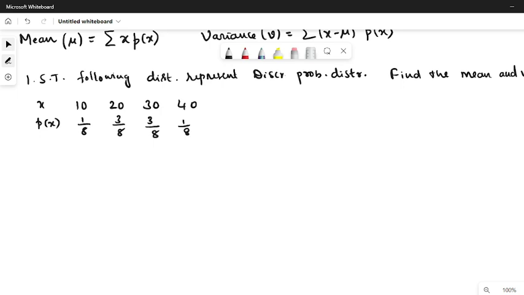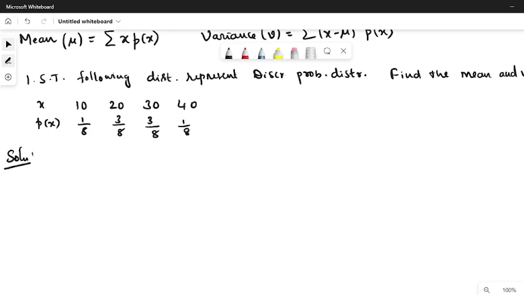See, the collection of x and P(x) is called a distribution. If P(x) is a probability function, then this will be a probability distribution. If x is a discrete random variable, then this distribution will be a discrete probability distribution. You have to understand that difference.